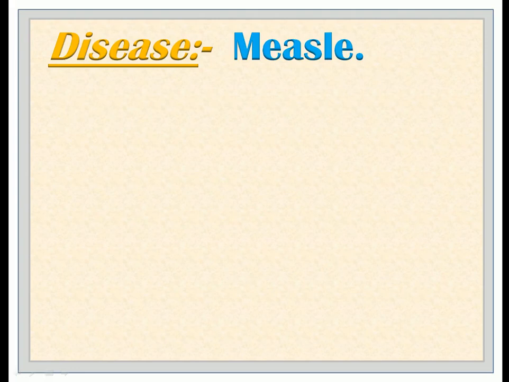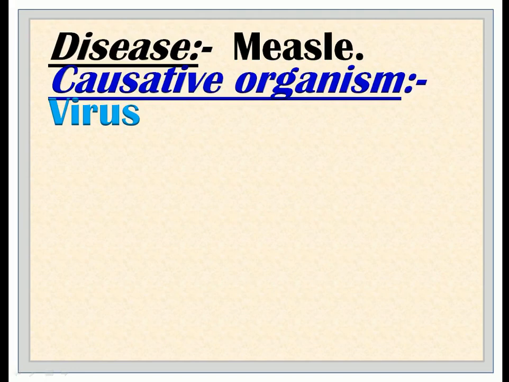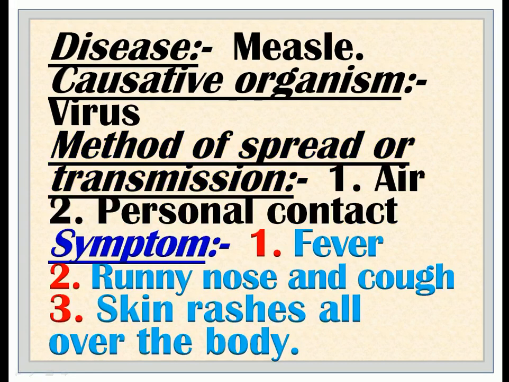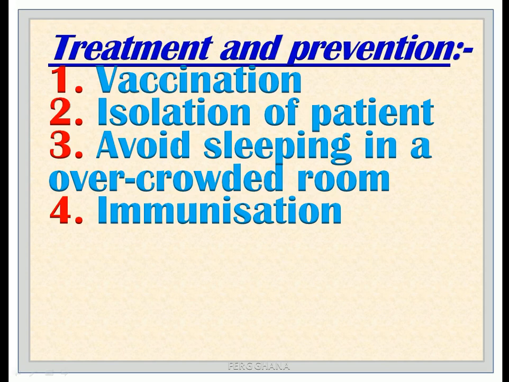Disease: measles. Causative organism: virus. Method of spread or transmission: 1. Ear. 2. Personal contact. Symptoms: 1. Fever. 2. Runny nose and cough. 3. Skin rashes all over the body. Treatment and prevention: 1. Vaccination. 2. Isolation of patient. 3. Avoid sleeping in overcrowded room. 4. Immunization.